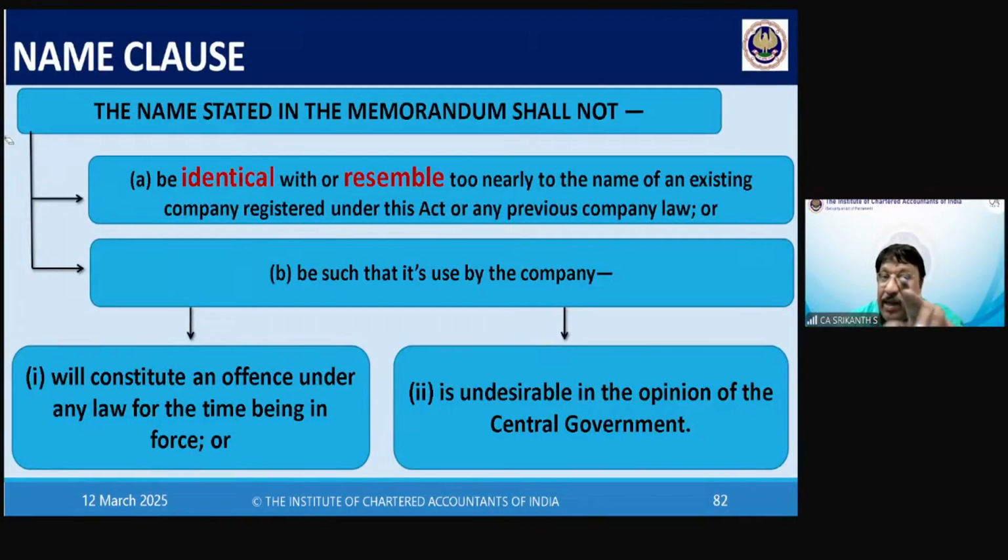Because the MCA is very crazy. See, in this section, they say identical with or resembling too nearly the name of an existing company. Whereas when they reject your name, they see not only companies registered, they also see LLPs registered. Even if an LLP is registered with a similar or identical name, they refuse to give you the name. Sorry, that's how they do it, though the Act is very clear. See, that is one complaint and one problem with our 2013 Act.